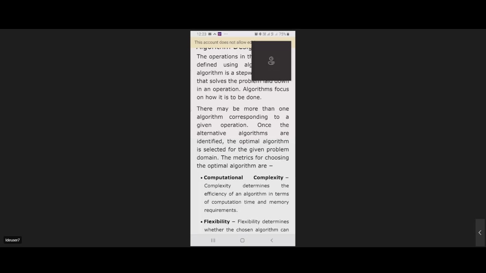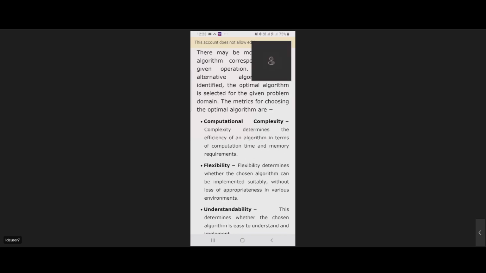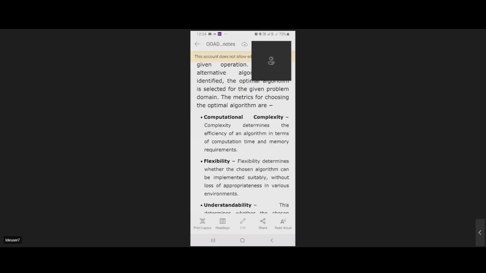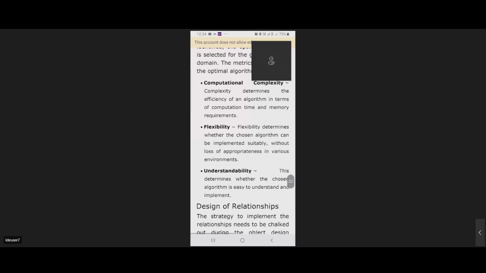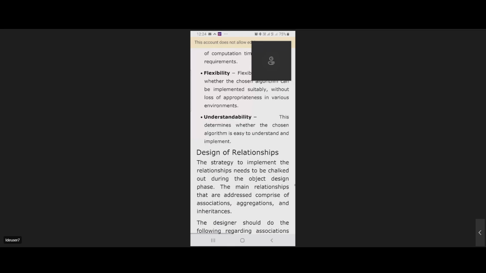The metrics for choosing an optimal algorithm are computational complexity, flexibility, and understandability. What do we mean by computational complexity? The efficiency of an algorithm in terms of computation time and memory requirements, which is called space. Flexibility determines whether the chosen algorithm can be implemented suitably, without loss of appropriateness, in various environments. Understandability determines whether the chosen algorithm is easy to understand and implement.